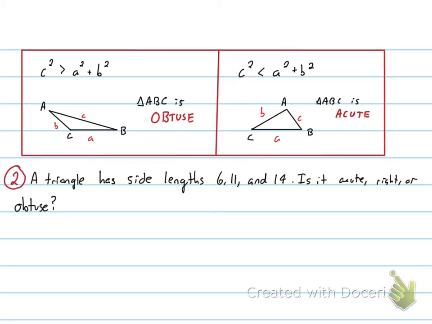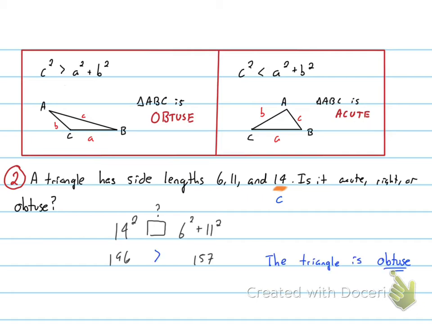So in our last example problem, a triangle has side lengths 6, 11, and 14. Is that acute, right, or obtuse? So again, what I'm going to do is compare the biggest side with the two smaller sides. I want to see how 14 squared matches up with 6 squared plus 11 squared. Here I see that 14 squared is 196, and 6 squared plus 11 squared is 157. So here we have that c squared is greater than a squared plus b squared. So that triangle would have to be obtuse.